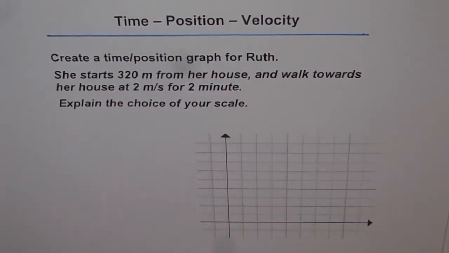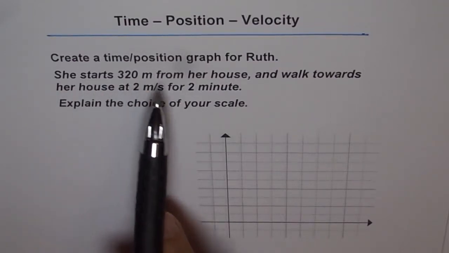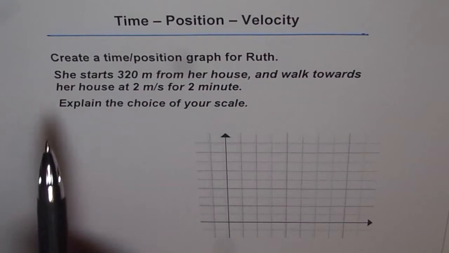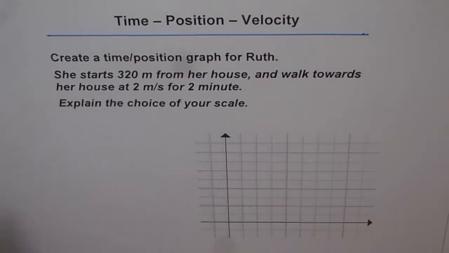Here is a very interesting question for you. It's again a time, position and velocity graph. Create a time position graph for Ruth. She starts 320 meters from her house and walks towards her house at 2 meters per second for 2 minutes. Explain the choice of your scale.